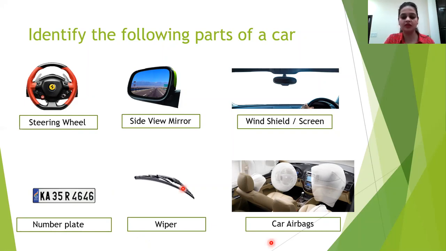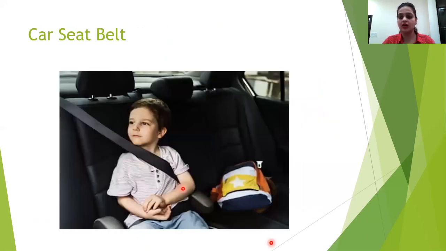So today we will be learning about a few more parts of a car, right? And once we are through with the discussion, I will be showing you some videos also related to them. Okay, children? So I want all of you to sit straight. Yes? Now, first is the car seat belt, children.